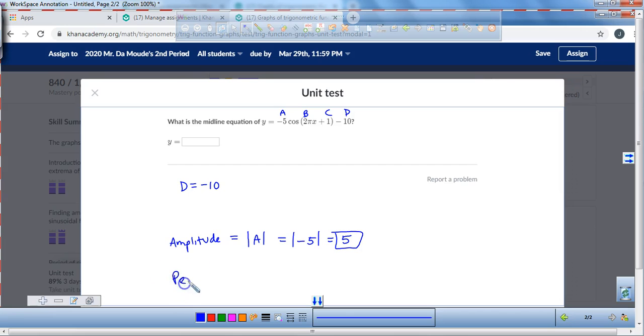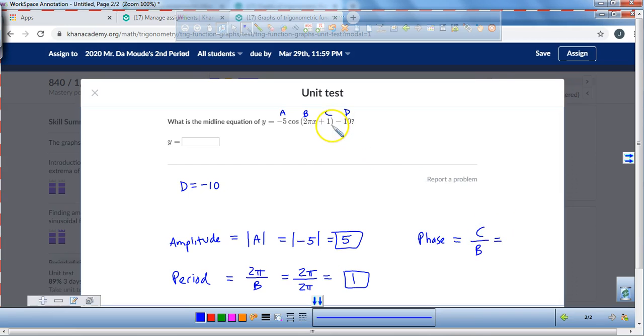What would be the length of our period? All right, the length of our period will always be the formula 2 pi divided by b. Well, it looks like our b value is 2 pi, so our period is going to be a very short period. It's going to be pretty easy. 2 pi divided by 2 pi, the length of our period is going to be 1 unit. All right, what would be the phase shift? The phase shift would equal the c value divided by the b value.